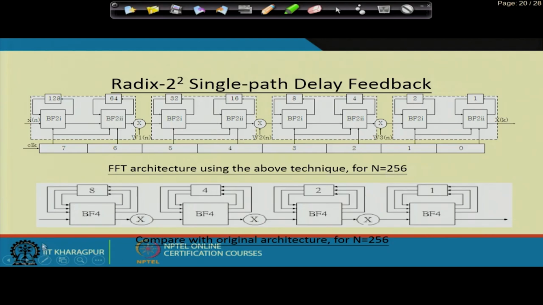So, this is the newer architecture for implementing the N equals 256 point FFT. The problem is that as we are considering the radix 4 butterfly, the processing element requirements and the controller part will be much more complicated, but in this case it will be much simpler to implement.